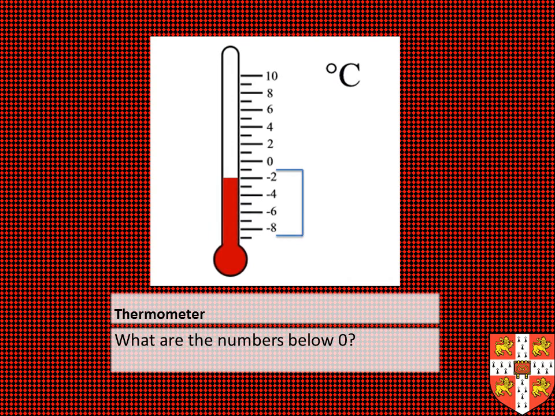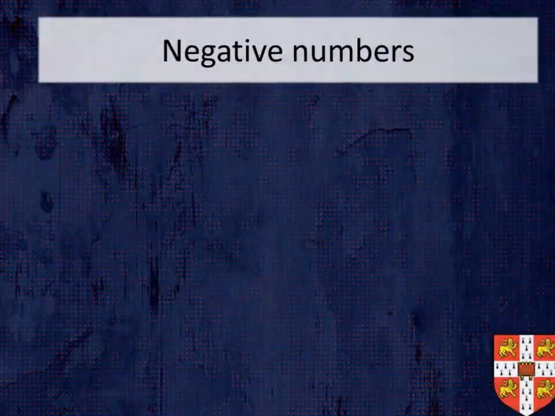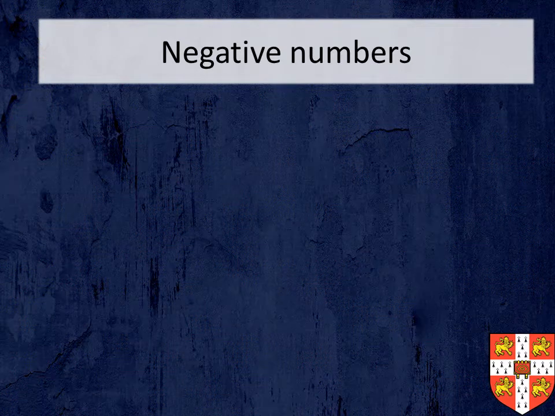So, have you ever noticed that the thermometer has numbers below 0? What are these numbers, and what are these numbers for? Well, these numbers are negative numbers. And negative numbers are used to indicate numbers below 0. We are going to go deep into negative numbers.